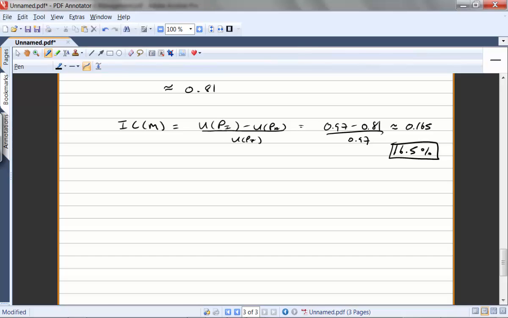Now let's continue with this example, and let's suppose the variable of interest is the color that will be drawn, color of the ball that will be drawn on the third draw. And suppose the knowledge she has initially is the knowledge she had before.